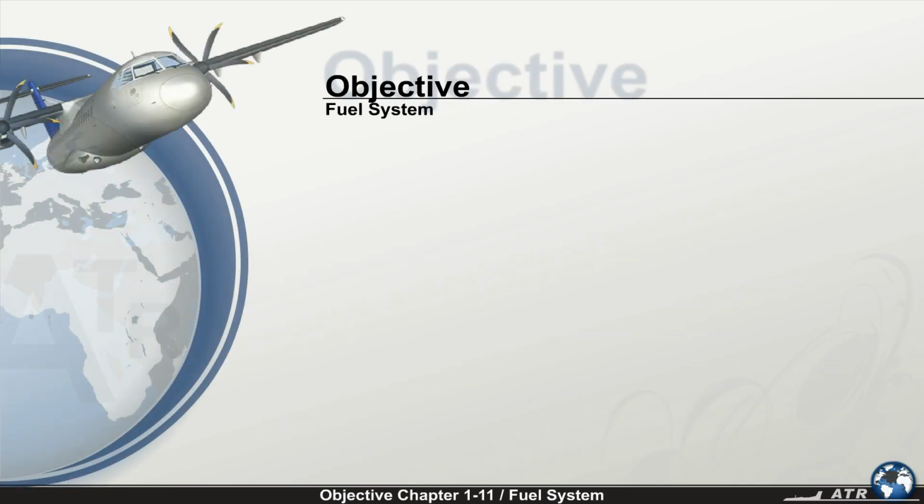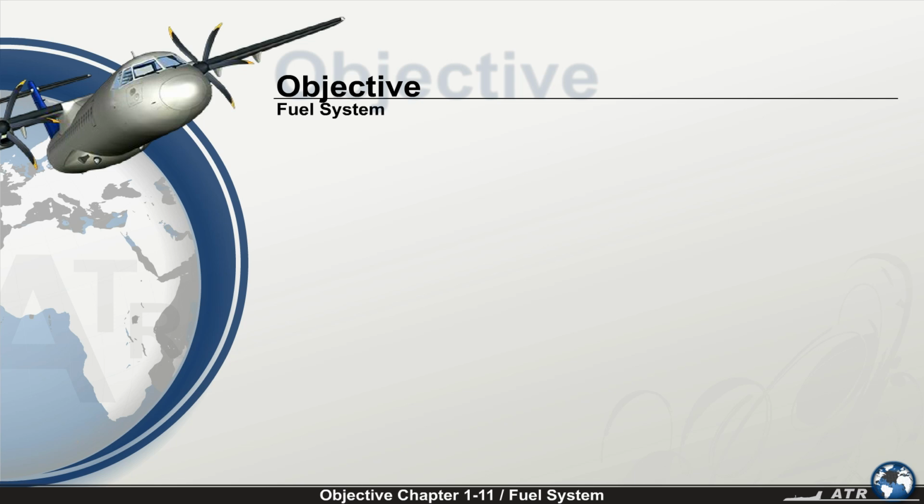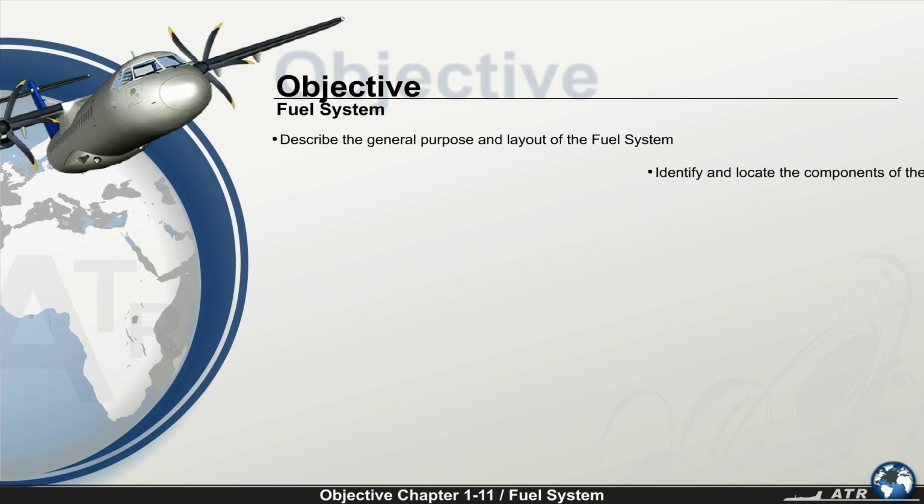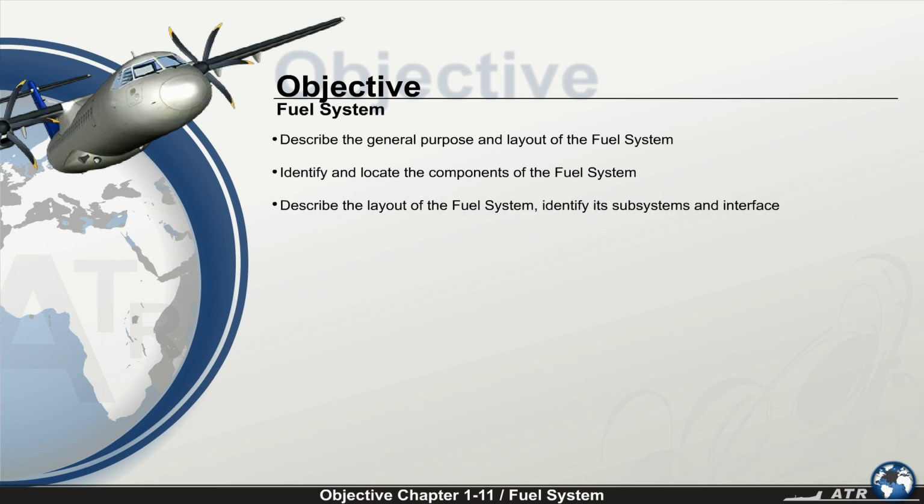At the end of this chapter, you'll be able to describe the general purpose and layout of the fuel system. Identify and locate the components of the fuel system. Describe the layout of the fuel system and identify its subsystems and interface.